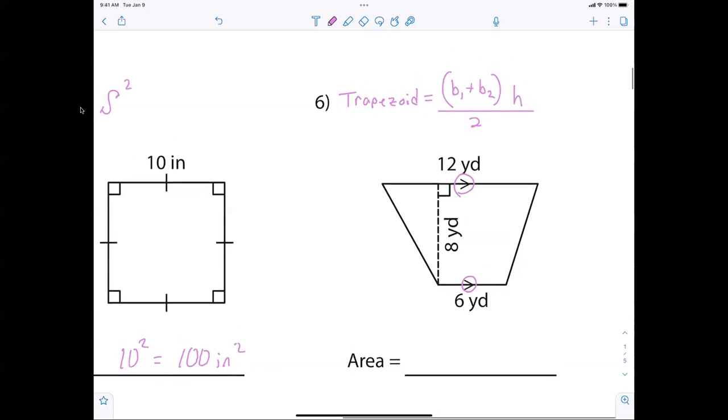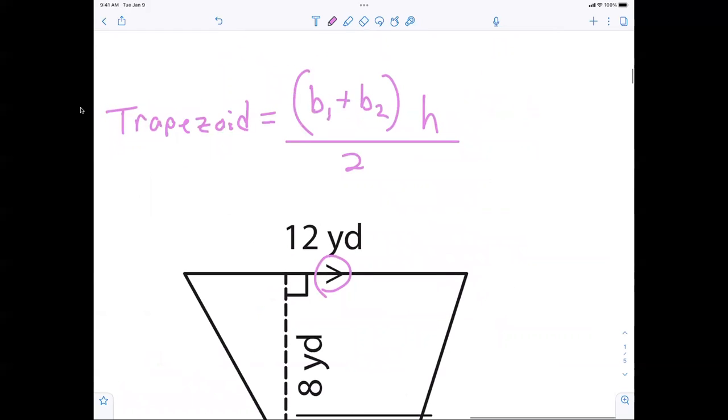Now, a lot of books you'll see it could be written as this: 1/2 h times b1 plus b2. Is there a difference here? No, those are the same formulas.